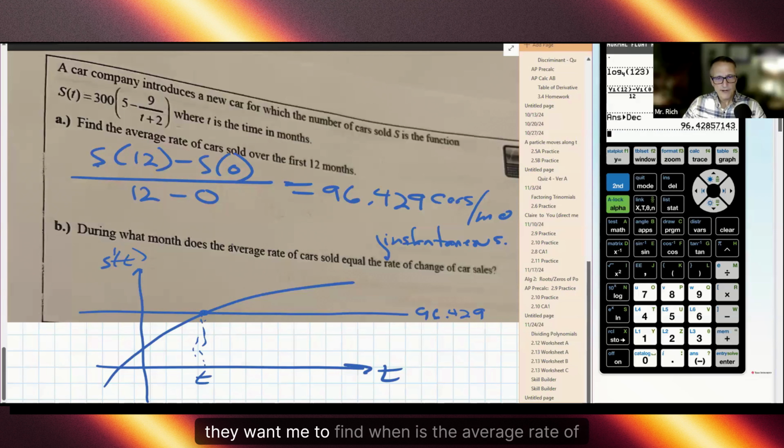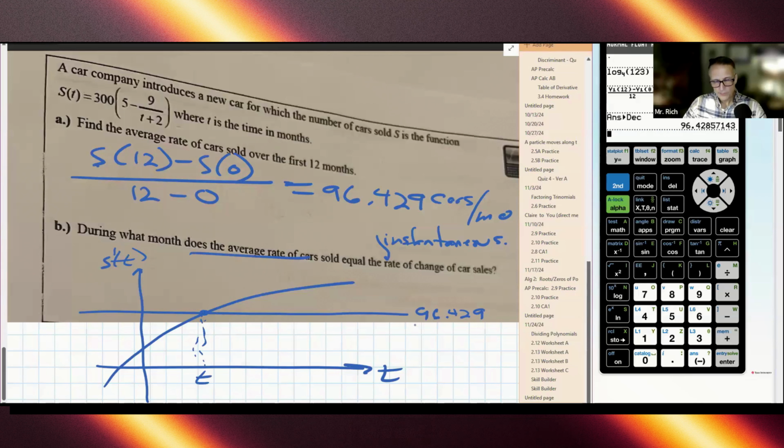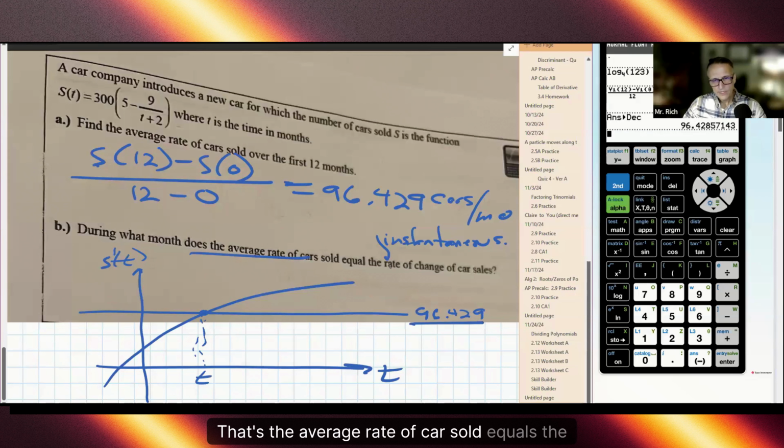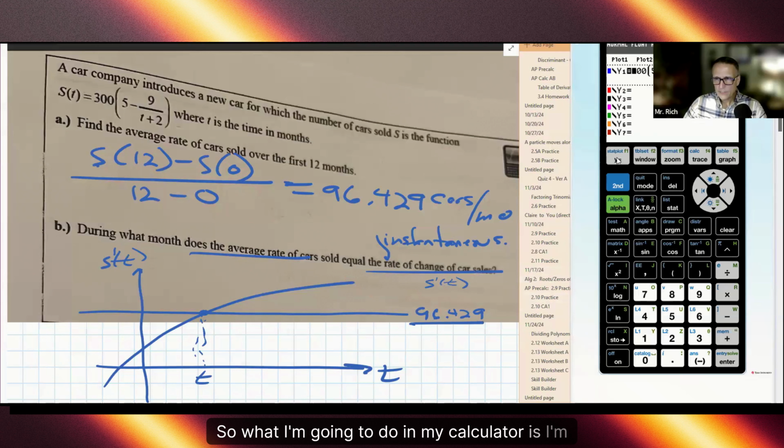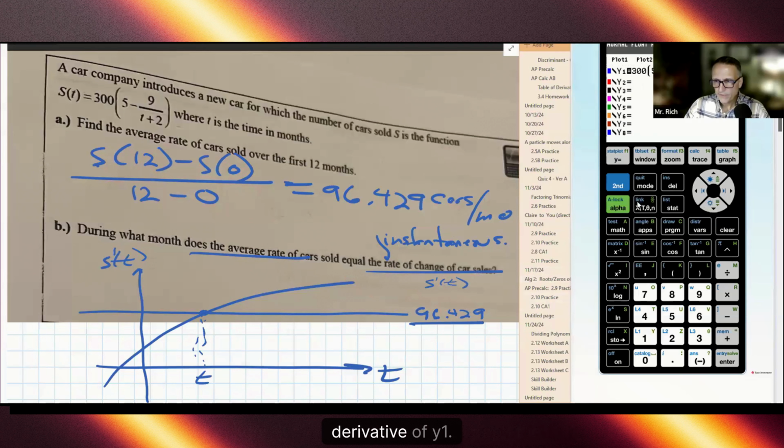Because remember, they want me to find when the average rate of change, which is 96.429 across the whole 12 months, that's the average rate of cars sold, equals the rate of change of the cars sold. Well, that's S prime. So what I'm going to do in my calculator is tell my calculator to graph the derivative of y1.